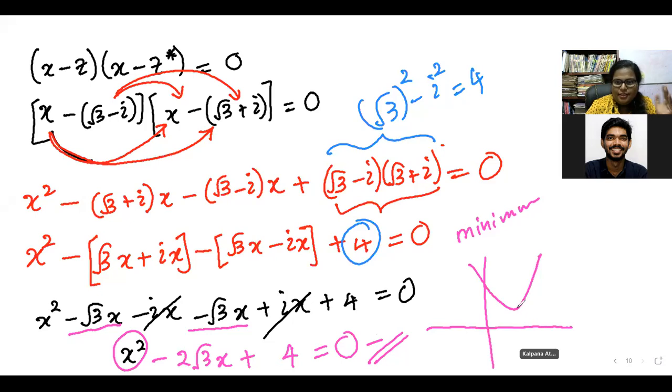That means this graph should be above the x-axis definitely, right? So is it clear for you?